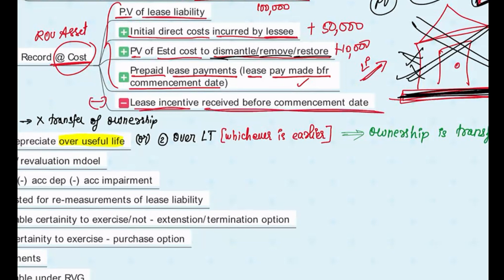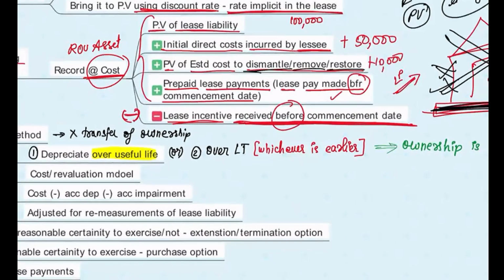And then finally, after adding all of these, you have to reduce from it any lease incentive received before the commencement date. If it is received after the commencement date, you know how to account for it. We already saw that in one example above, correct? If it is received before the commencement date itself, then reduce it from the value of the ROU asset. Remember, this is before the commencement date. And this is also the payment made before the commencement date. So only before the commencement date, if there are any payments made or incentives received, you have to adjust the cost. And this is how you find out the ROU asset cost.